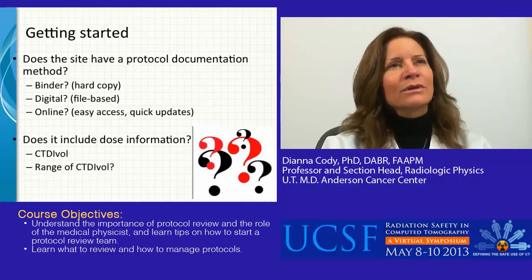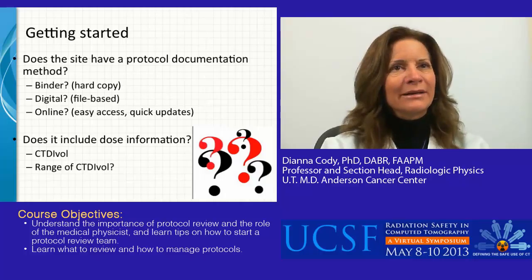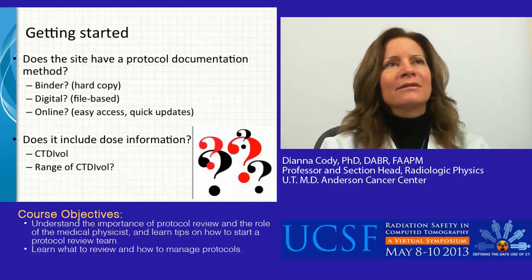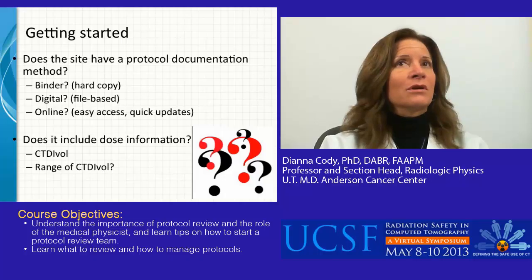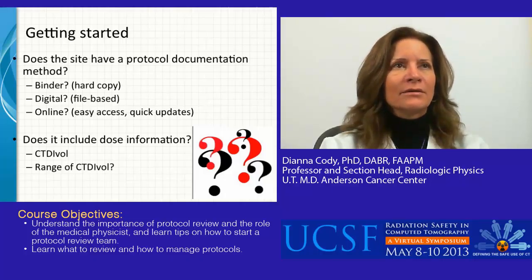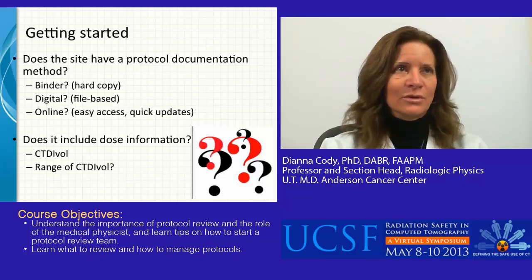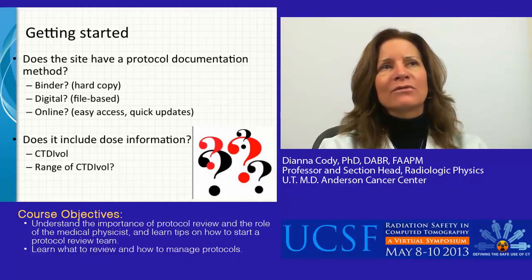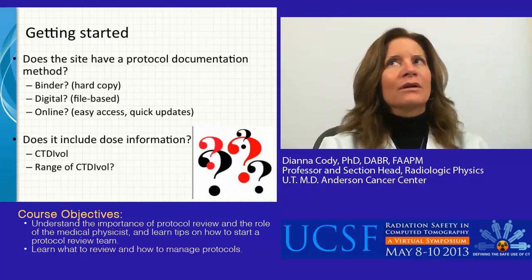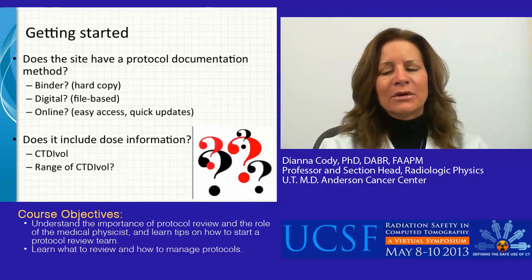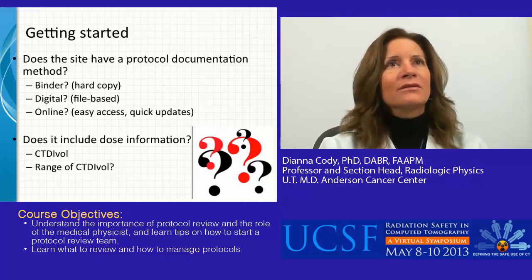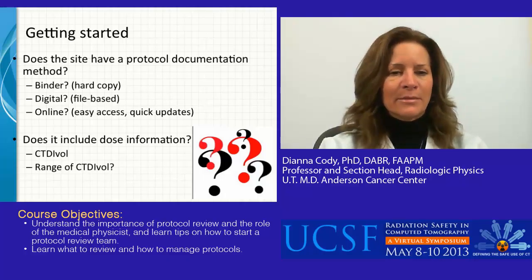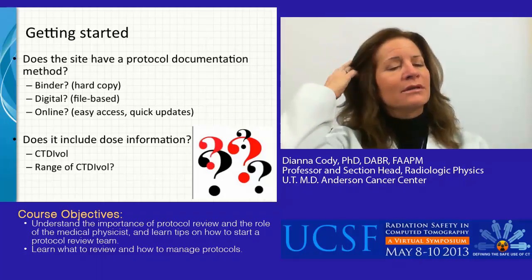If you haven't really developed your protocol documentation, or maybe haven't done it at all, or don't like whatever you're doing now, one thing to think about would be to add dose information to it, up front, at the beginning, or later on. CTDI vol, a range of CTDI vol, something about the expected CT dose for each protocol. We are constantly going back and looking at that number and evaluating it. This is something that I strongly recommend that be inserted into that protocol document.